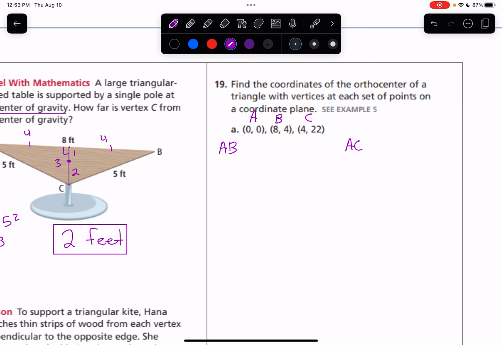So first I need to find the slope of AB, right? So I'm going to do 4 minus 0, which is 4, over 8 minus 0, which is 8. That's 1/2. So the perpendicular to AB, right? We're finding the perpendicular to AB because we're finding its altitude, the perpendicular slope would be the opposite reciprocal, -2. And when I'm finding the altitude to AB, I'm going to use point C, right? This is the biggest mistake people make. I don't want to use A or B. I want to use point C because that's the one I didn't use yet. So point C is 4, 22.